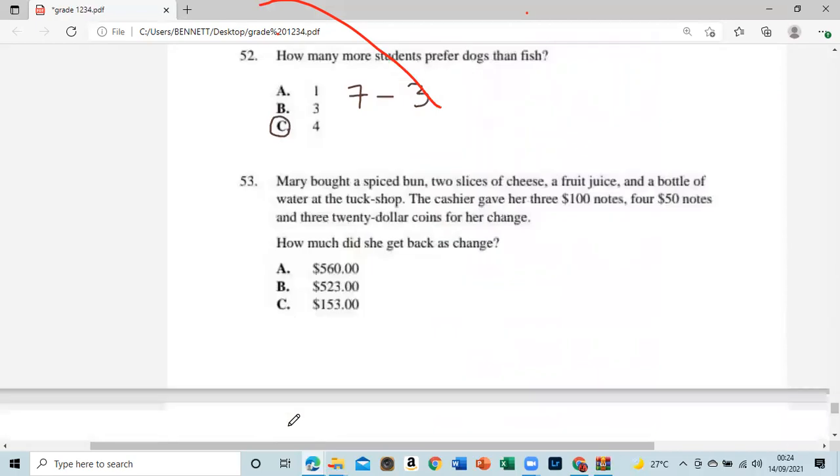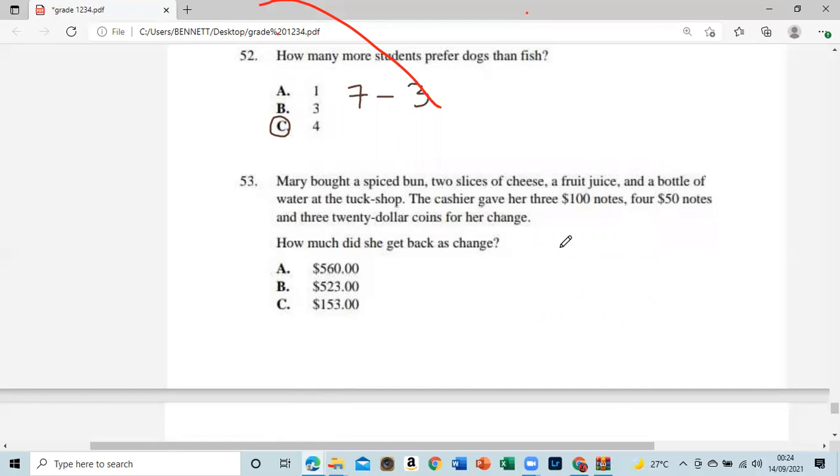53. Mary bought a spice bun, 2 slices of cheese, a fruit juice and a bottle of water at a tuck shop. The cashier gave her $100 notes, 4 $500 notes, and 3 $20 coins for her change. How much change did she get back?